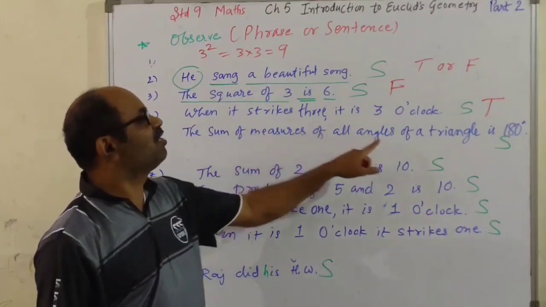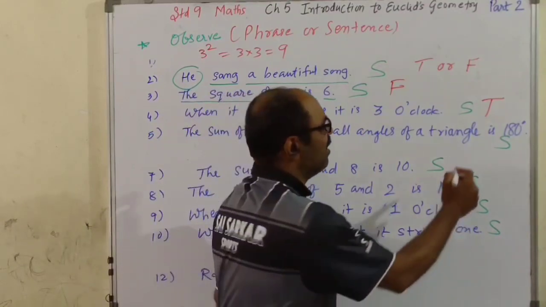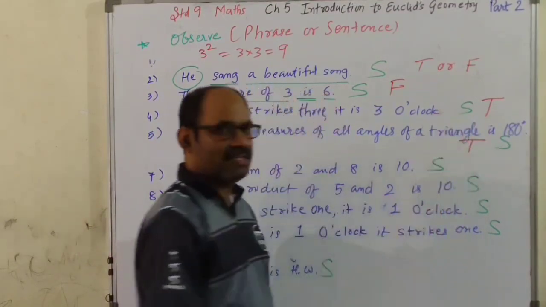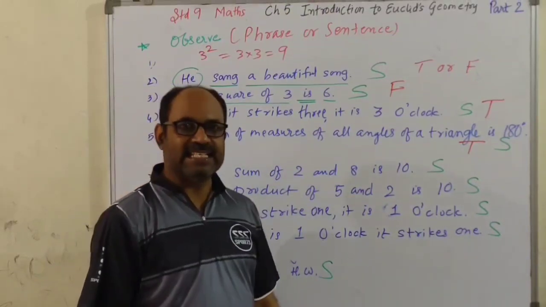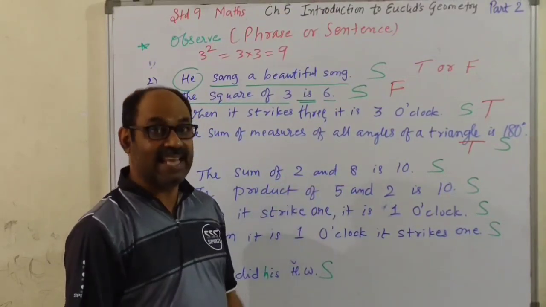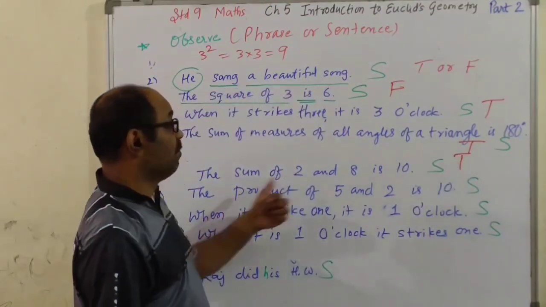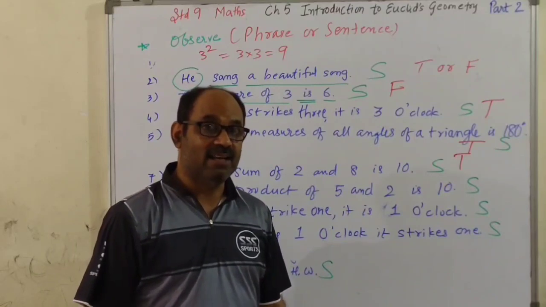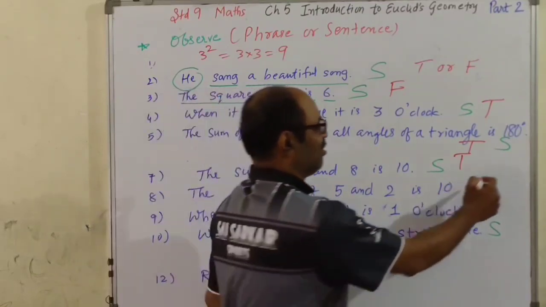The sum of measures of all angles of a triangle is 180. You have learned this earlier. So this is always true. The sum of 2 and 8 is 10. Find out the sum. 2 plus 8, 10. Yes, it is true. The product of 5 and 2 is 10. 5 multiplied by 2. Is it 10? Yes. So it is always true.